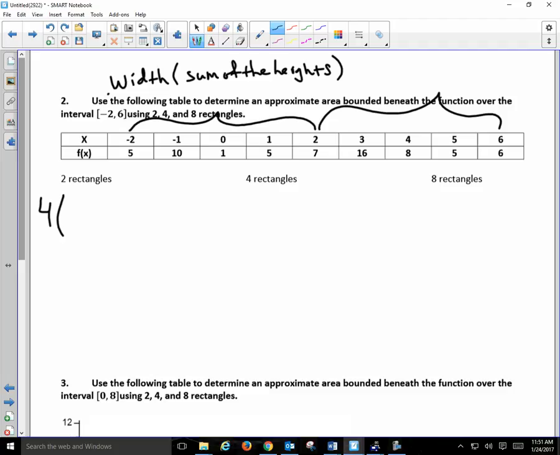So the left side of the interval is -2. The right side of the interval is +2. You could have an odd number as well, and it's no big deal. So in this situation, I'm going to identify the height at 2. What's the height at 2? It's 7. And then I identify the height at 6, and it's 6. So I get 4 times 13, which is 52.